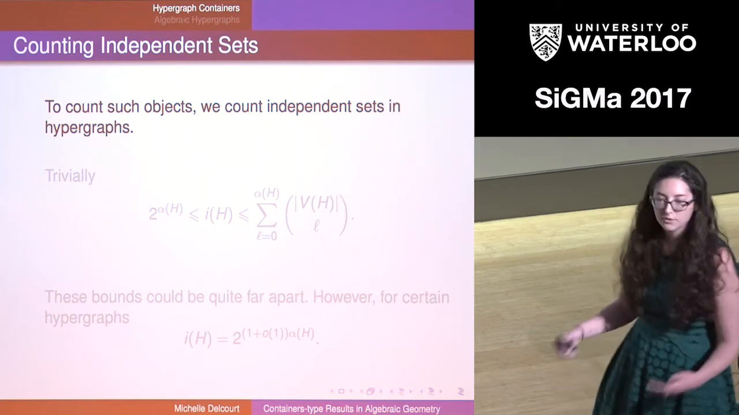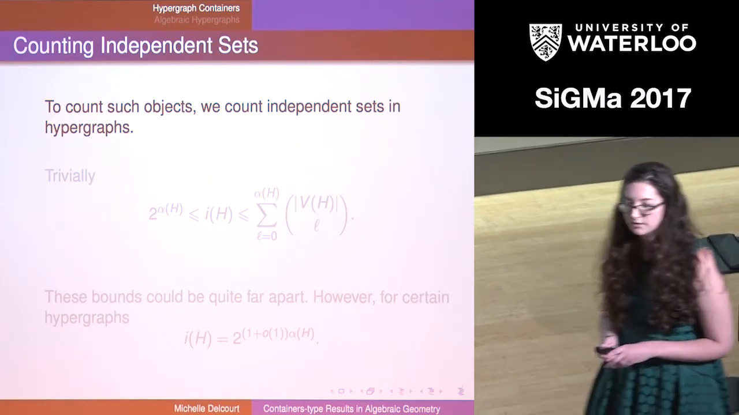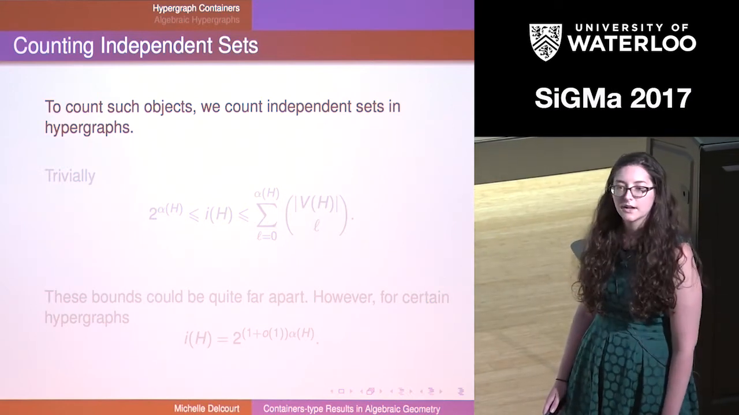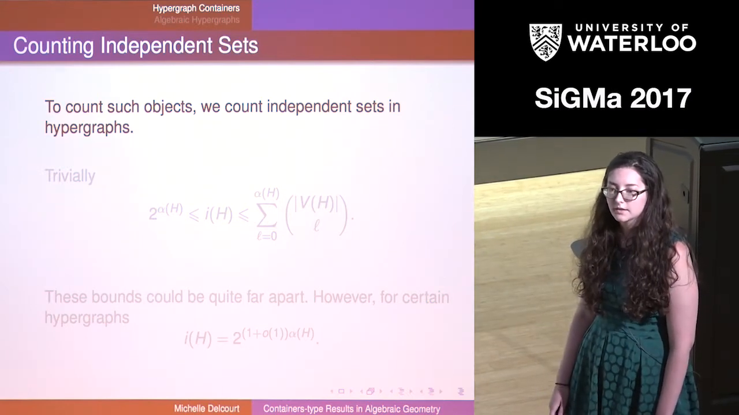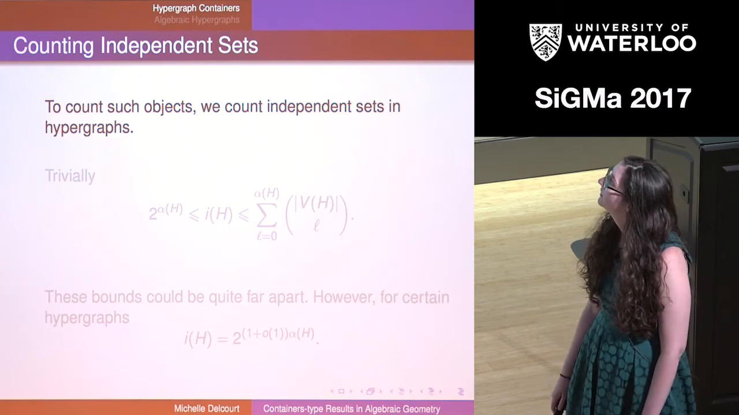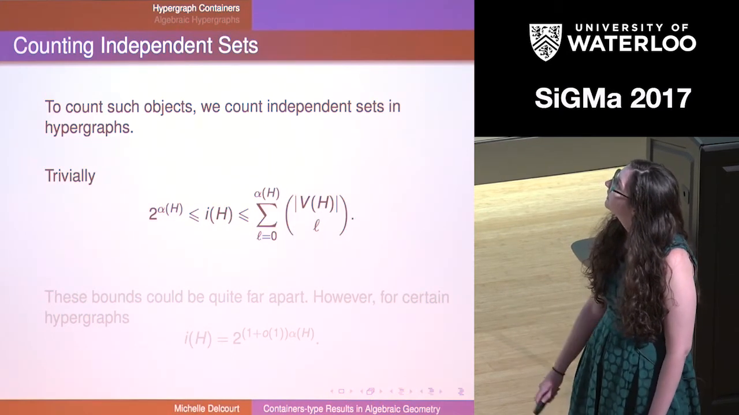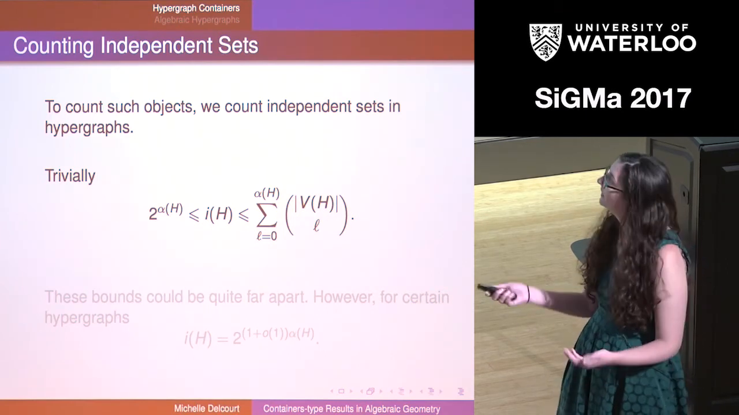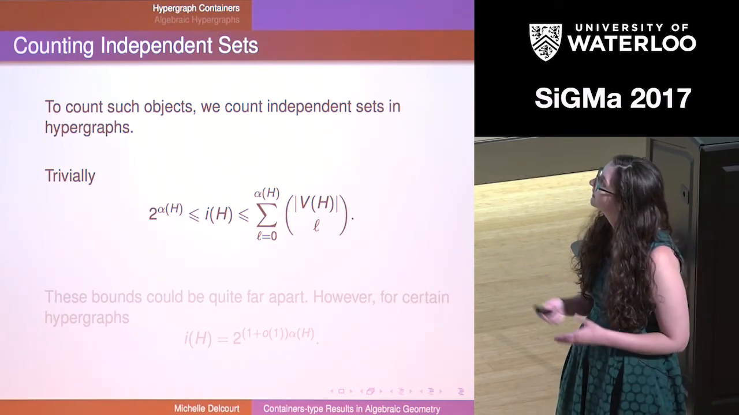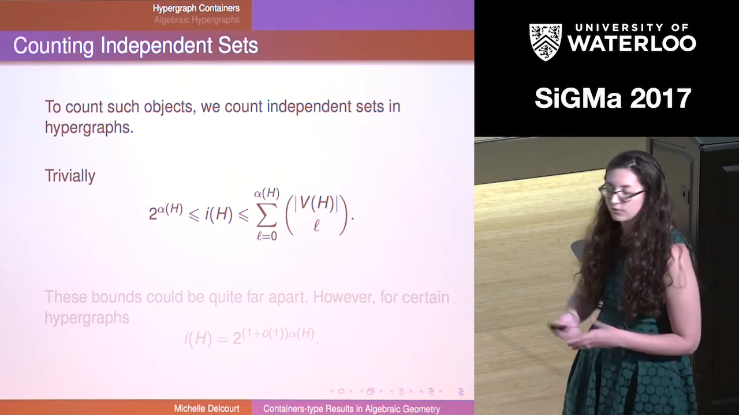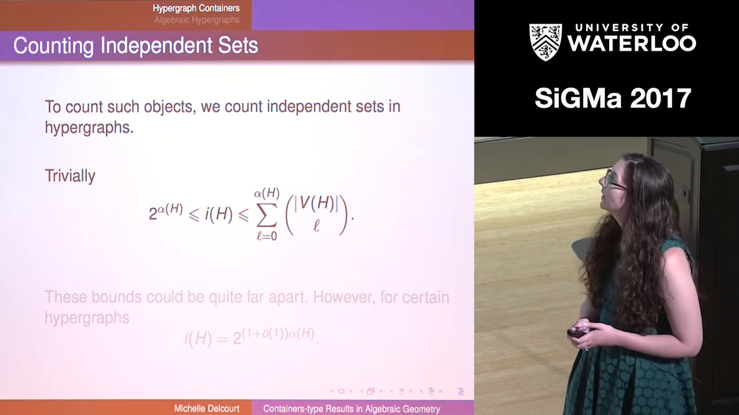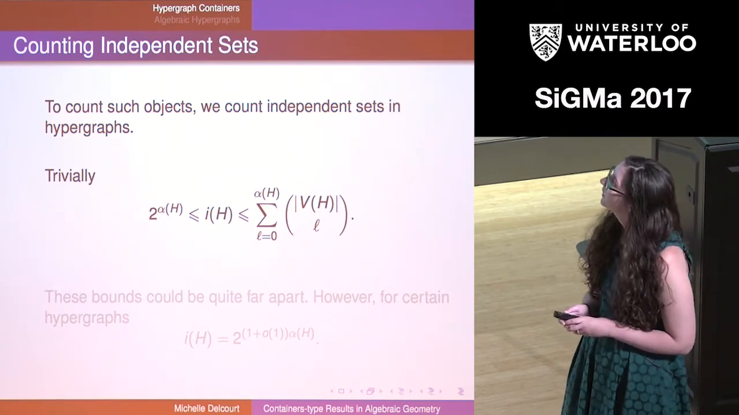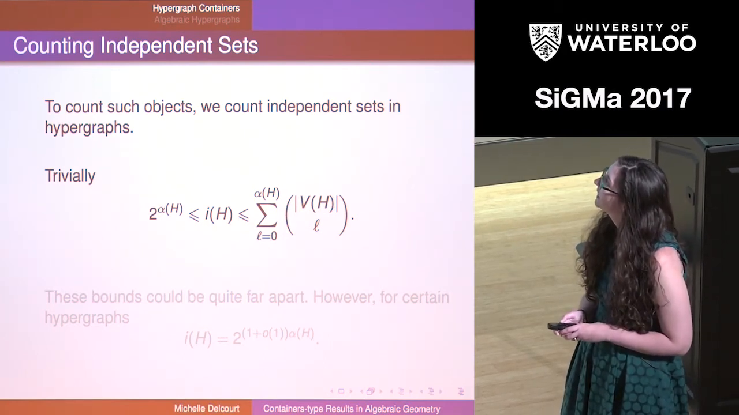In order to enumerate these objects, which is often a question that we would like to study, it comes down to counting the independent sets in the auxiliary hypergraphs. We have a couple of trivial bounds. Here alpha of H is the independence number, the size of a largest independent set. We could fix one of the largest and take all possible subsets, because each of those will also be independent. So we have at least 2 to the alpha of H.